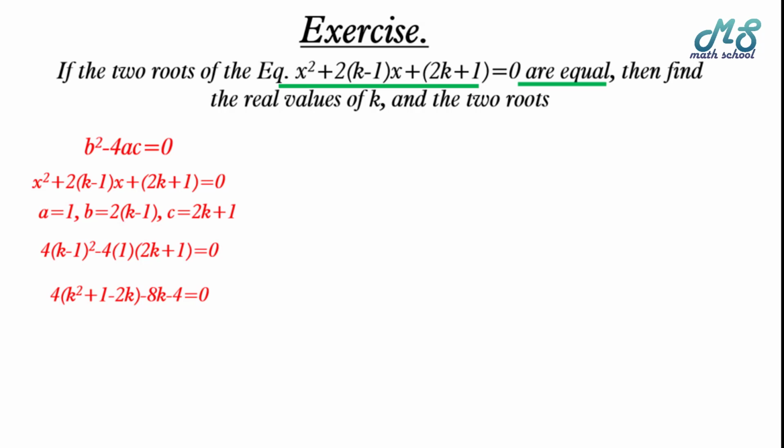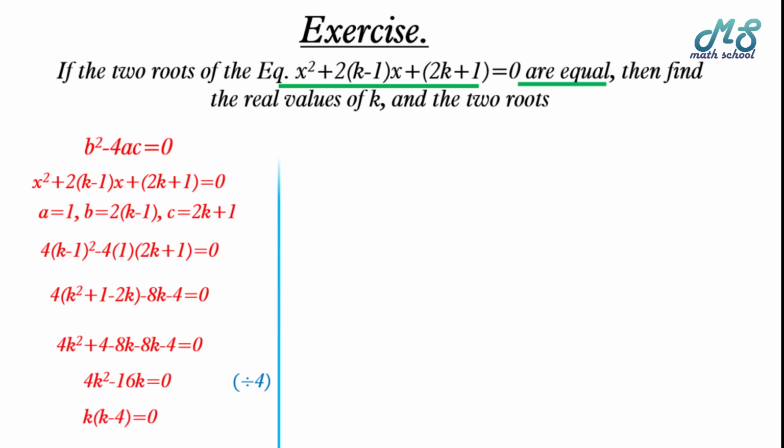It will be 4 times (k squared plus 1 minus 2k) minus 8k minus 4 equals 0. We can use distribution property. It will be 4k squared plus 4 minus 8k minus 8k minus 4 equals 0. Collect like terms guys. We have negative 8k and negative 8k. It will be 4k squared minus 16k equals 0. We can divide both sides by 4. Now k times (k minus 4) equals 0. By factorizing the left hand side, we can get directly that k equals 0 and k equals 4. Now guys, we have two values of k.